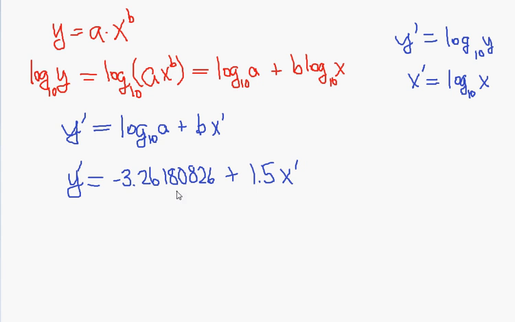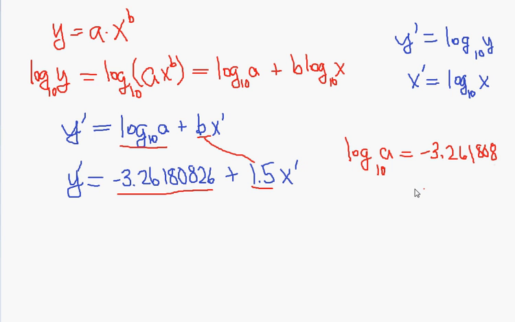Okay, so now we have to figure out what a and b are. Well, we see that the b is 1.5, that these match, so b is going to be equal to 1.5, and that log of a is equal to this. And therefore, if the logarithm of a, base 10, is equal to negative 3.261808, then a itself would be equal to 10 to that power. So 10 to the negative 3.261808.